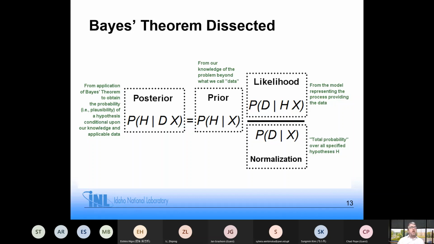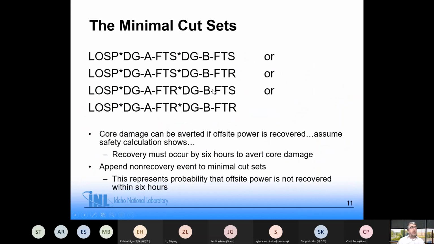But how this works is we put a few things together that are critical on the right-hand side that gives us a probability distribution. And we're going to start with a probability distribution called the prior. That prior, again, is specific to what it is we're modeling. So in other words, if I go back to my equation here, I need to have a distribution on loss of offsite power that I'm going to update. I need to have a prior for that. I need to have a prior for diesel generator A fails to start, B fails to start, and so on.